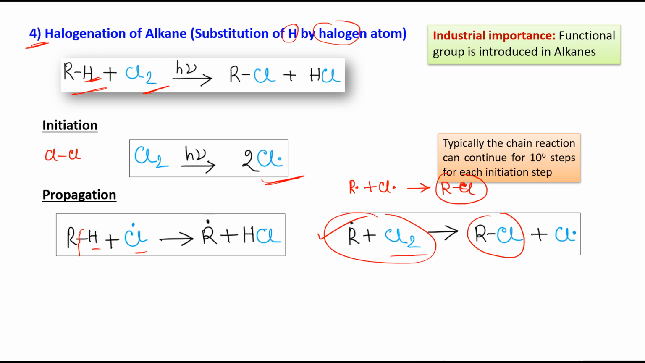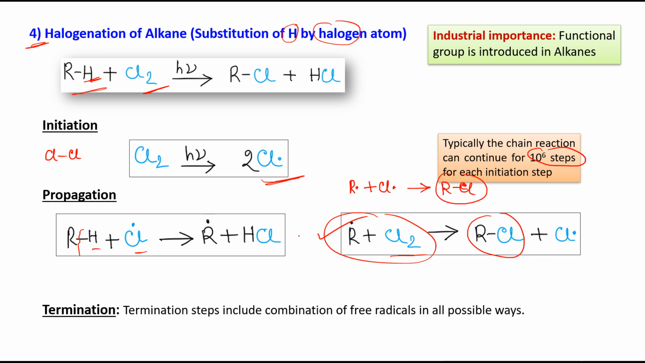Typically this chain reaction, as you can see, the propagation step can continue for 10 to the power 6 steps. So you can understand how explosive the reaction can be. We should do this reaction with proper care. Termination steps, as we know, can include combination of any free radicals, because here we have different types of free radicals, Cl dot and R dot, so any two of these can combine with each other. But in the propagation step, we get our desired product, which is RCl, where the hydrogen of RH is replaced by the halogen atom chlorine.